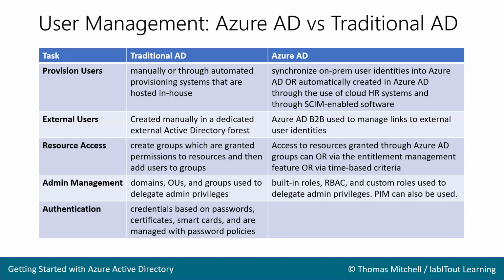In a traditional on-prem Active Directory, credentials are based on passwords, certificates, and smart cards. Passwords for those credentials are managed with password policies that are used to define password lengths, password expiration, and complexity. Azure Active Directory, on the other hand, uses intelligent password protection for both cloud and on-prem credentials. This intelligent protection includes things like smart lockouts and the ability to block common and even custom password combinations. The multi-factor authentication feature of Azure AD significantly enhances security, while the self-service password reset offering reduces support costs by allowing end users to reset their own passwords.